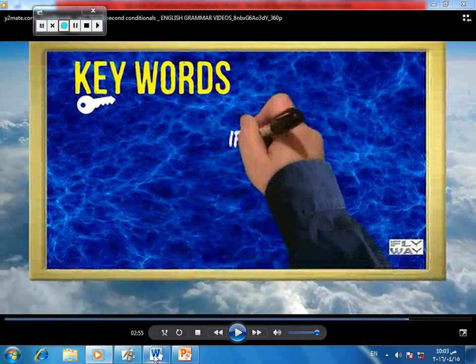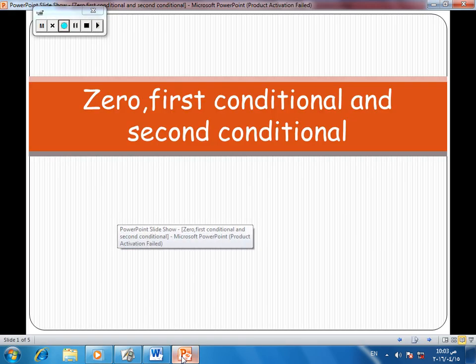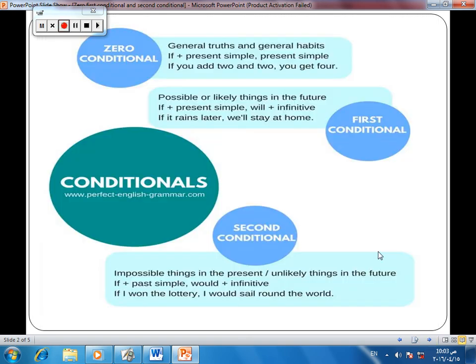Now, another revision. Here we have zero conditional, first conditional and second conditional. We have here the summary for all what we have been talking about. We have general truth and general habits in zero conditional. If plus the present simple, present simple. If you add 2 and 2 you get 4. This is a fact. This is a general truth.